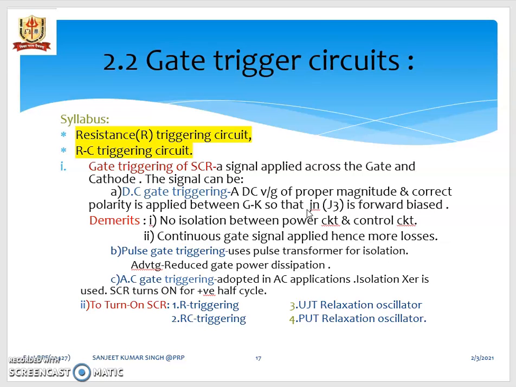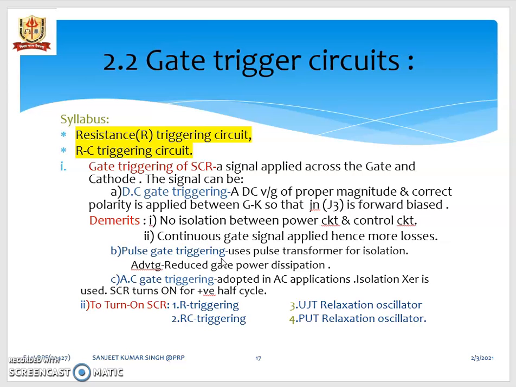Power circuit consists of the SCRs or the thyristors, whereas control circuit, the firing circuit, is the control circuit for turning on the power device. Secondly, the continuous gate current flow makes more losses, and therefore it is useless and a waste.